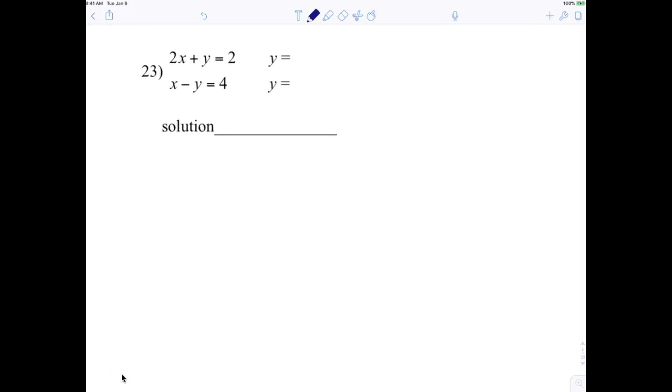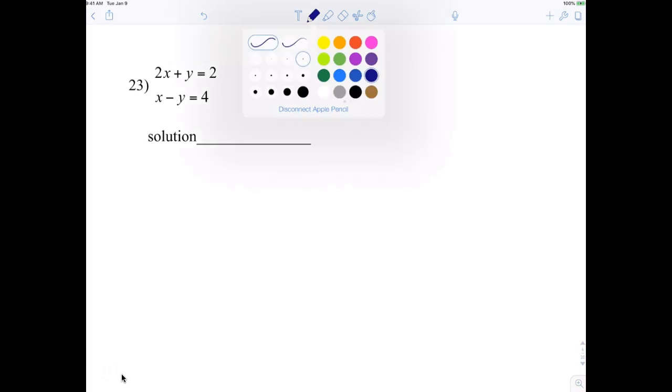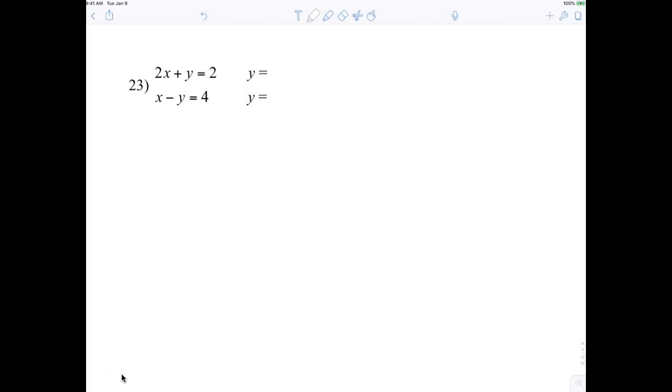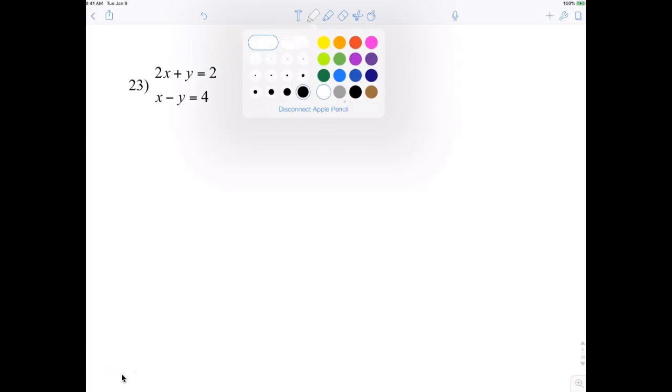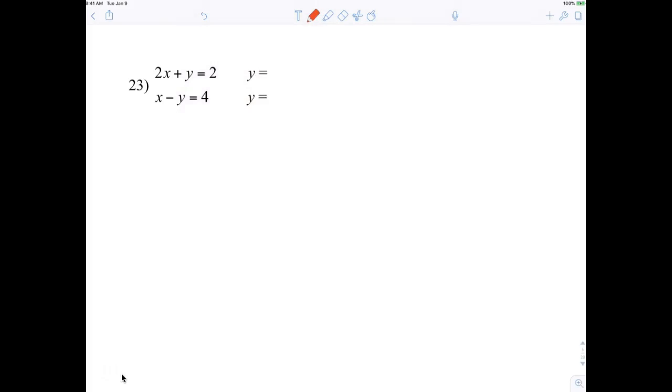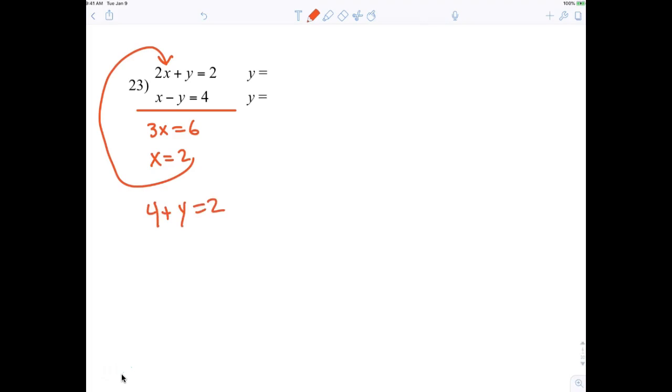All right. So number 23. Let's everybody take a look at 23. I don't like that solution there. It's kind of in my way, so I just eliminate it real quick. Now this is just an easy addition problem. Does everybody agree with this? So we have 3x equals 6. So x equals 2. Now plug 2 in. So I have 4 plus y equals 2. So y equals negative 2. So my solution is 2 comma negative 2. Is everybody with me?